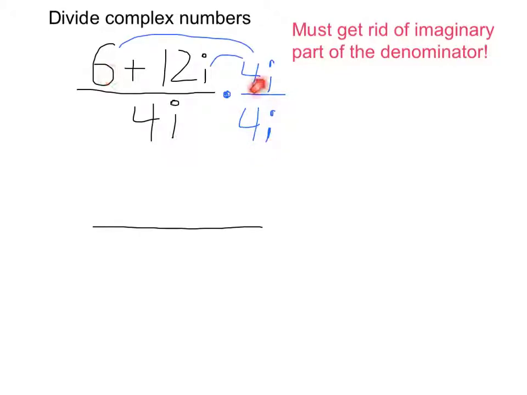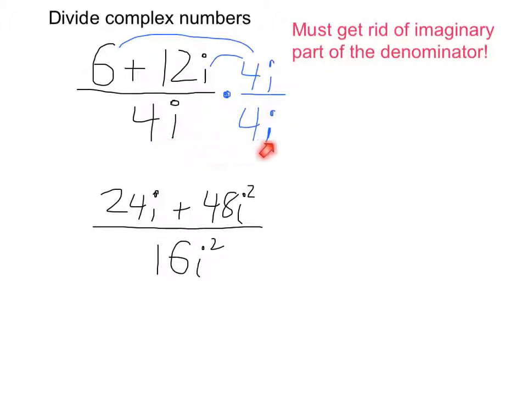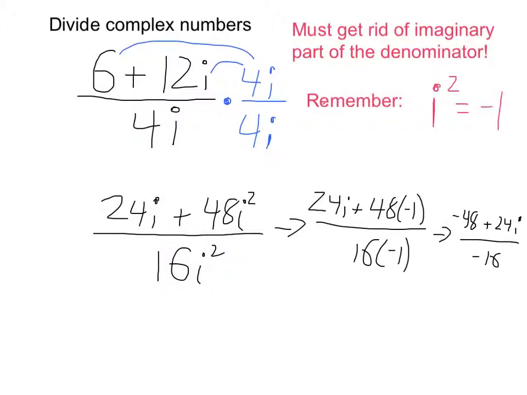6 times 4i is 24i, and 12i times 4i is 48i squared. In the denominator, I get 16i squared. If I remember that i squared is equal to negative 1, I can replace my i squareds with negative 1 in the expression. With a little rearranging, this is going to become negative 48 plus 24i over negative 16.